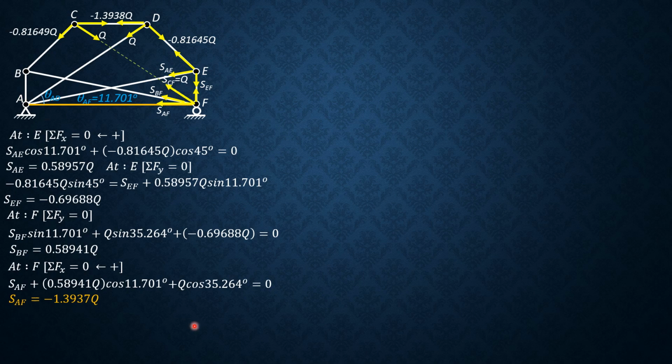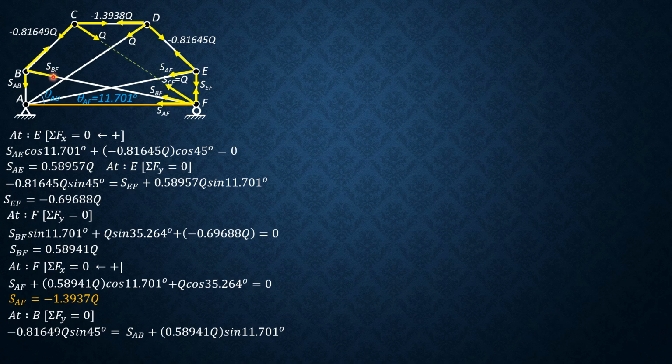We have AB left. So we proceed to joint B, summation of forces vertical or Y equals 0 to solve for SAB in terms of Q. So negative 0.81649 Q sine of 45 equals SAB plus SBF, which is 0.58941 Q sine of 11.701. So SAB is negative 0.81649 sine 45 minus 0.58941 sine 11.701. So that's negative 0.69688 of Q.